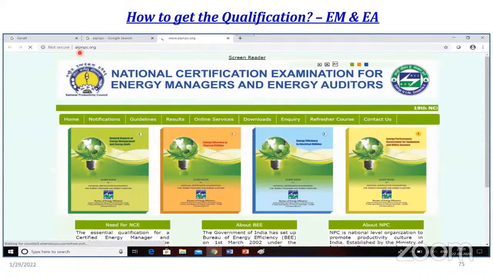Now, what is AIP NPC? AIP is Ambedkar Institute of Productivity, National Productivity Council.org. You can see all the information on this website itself.